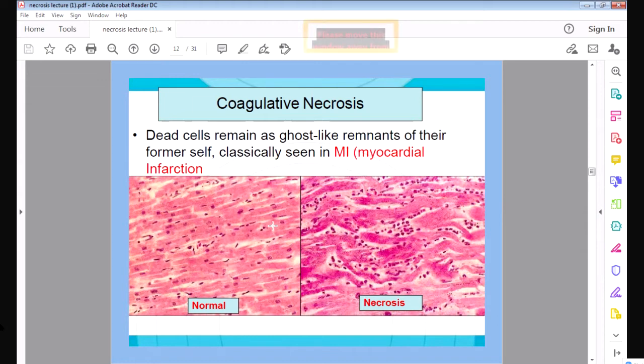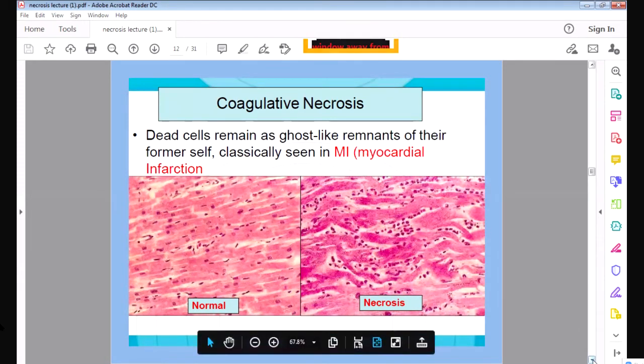Yes. Okay, so see here, this is a normal heart muscle where you will see the nucleus. But here, whenever the cell dies, the nucleus disappears. So you will see a cell with no nucleus. So this is the necrosis. This is myocardial infarction, and these are the inflammatory cells. So this is coagulative necrosis.